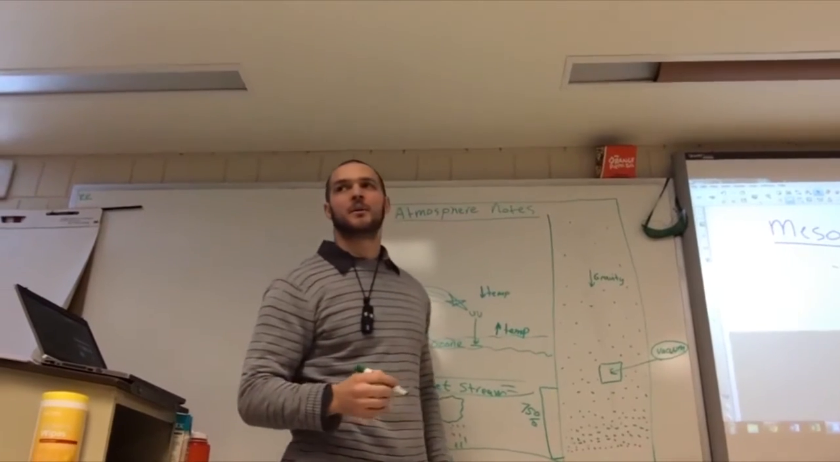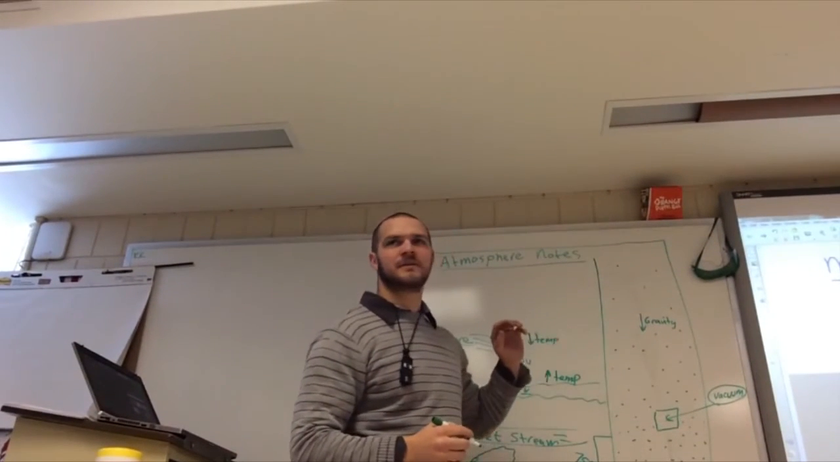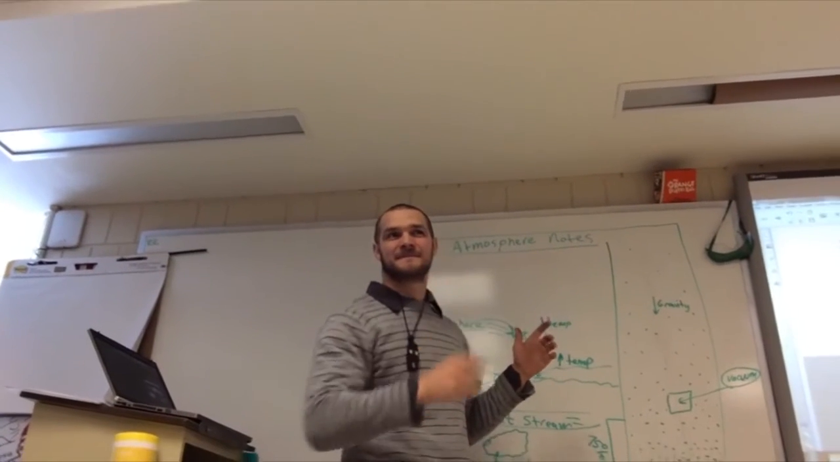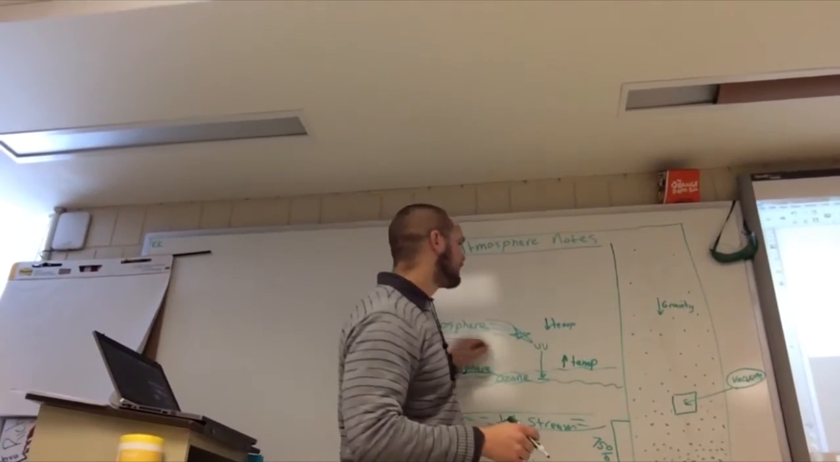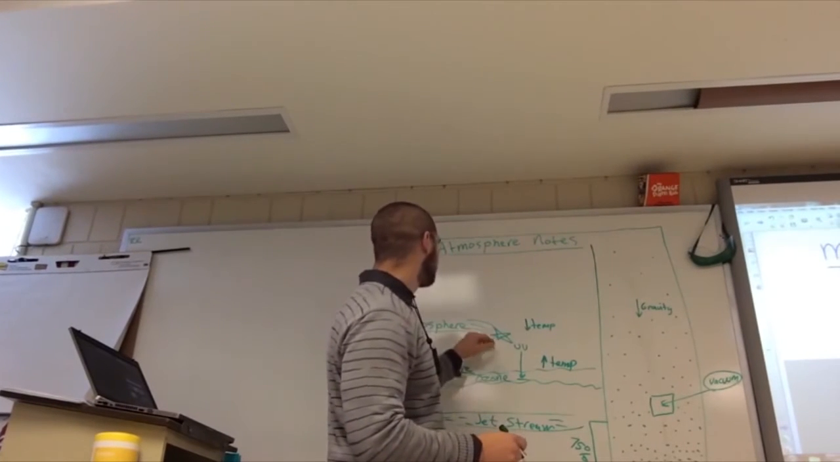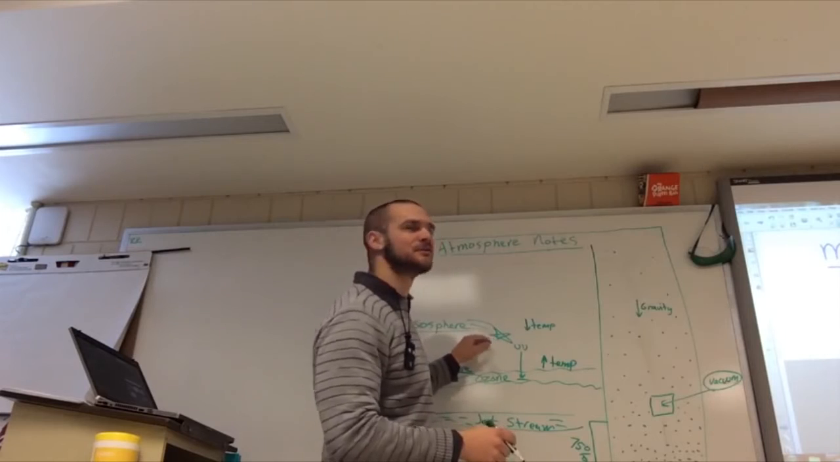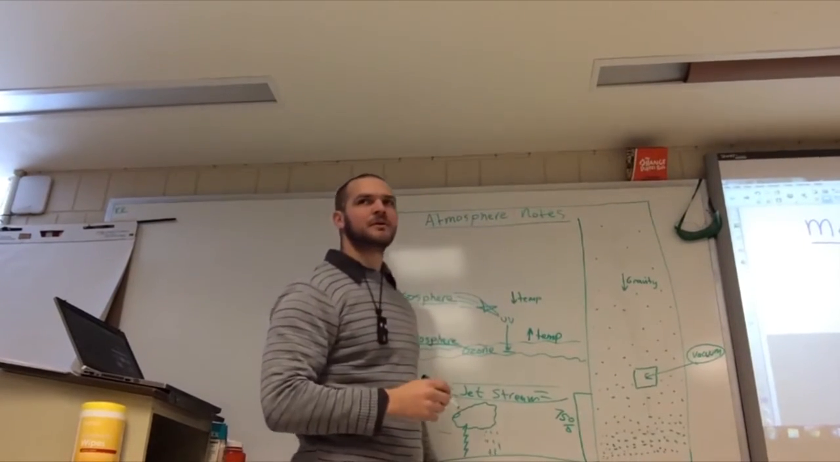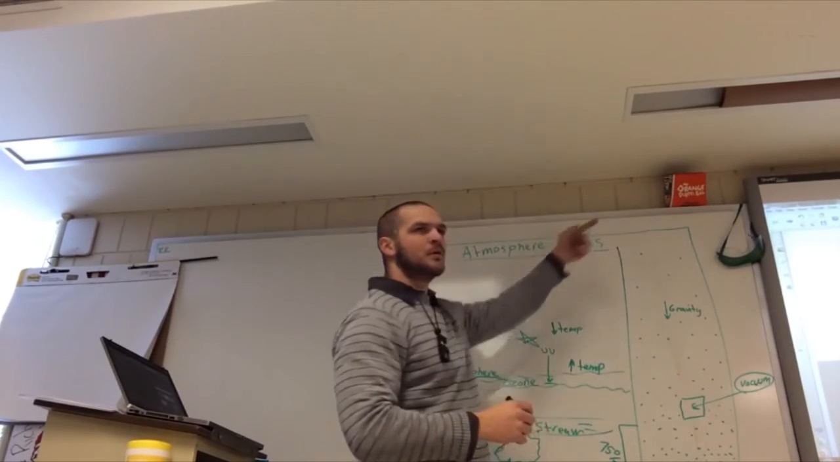From the homework, where is the coldest part of our atmosphere? At the top of the mesosphere. It just gets colder and colder and colder until it's really cold, and it warms up from there.